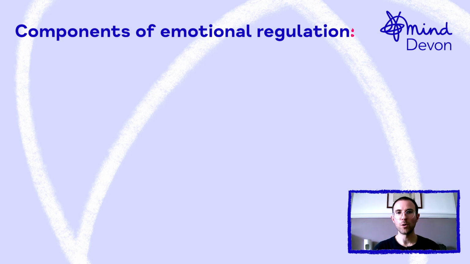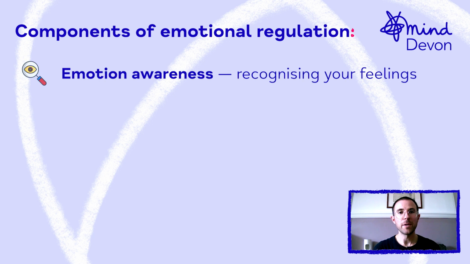1. Emotion awareness. Being aware of your emotions is a fundamental aspect of emotional regulation. Without awareness, it's challenging to identify and address the emotions that may be causing distress or influencing your behavior. Recognizing what you're feeling is the first step in managing emotions effectively.